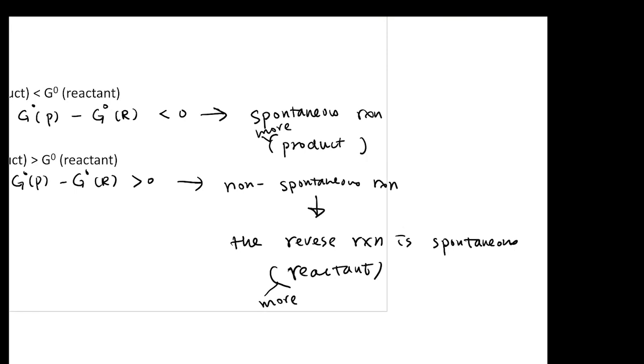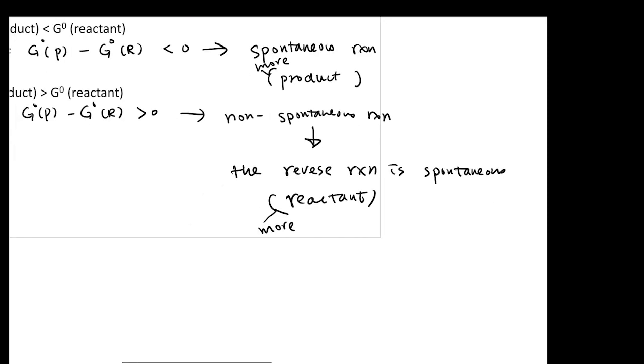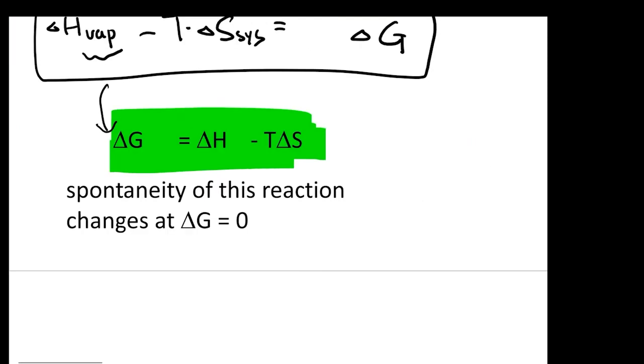Previously, we always said that if delta S universe is positive, then you have a spontaneous reaction. Right now, you also need to remember that if your delta G or delta G naught is negative, then you have a spontaneous reaction. So these are the two key things that you need to memorize for this chapter.